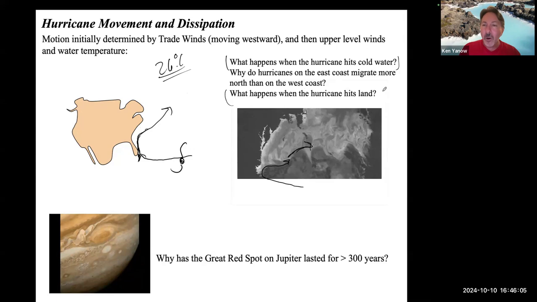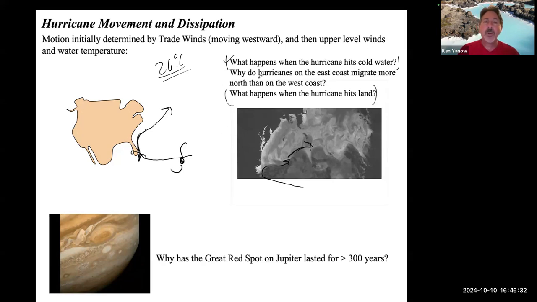What happens when the hurricane hits land? Well, the same is true. When you hit land, you're now removing it from the source of energy, which is that warm water. In addition to that, the land surface itself has high surface friction, which slows down the air flow, which slows down the wind, which means if you're no longer at 74 miles per hour, you're no longer a hurricane.